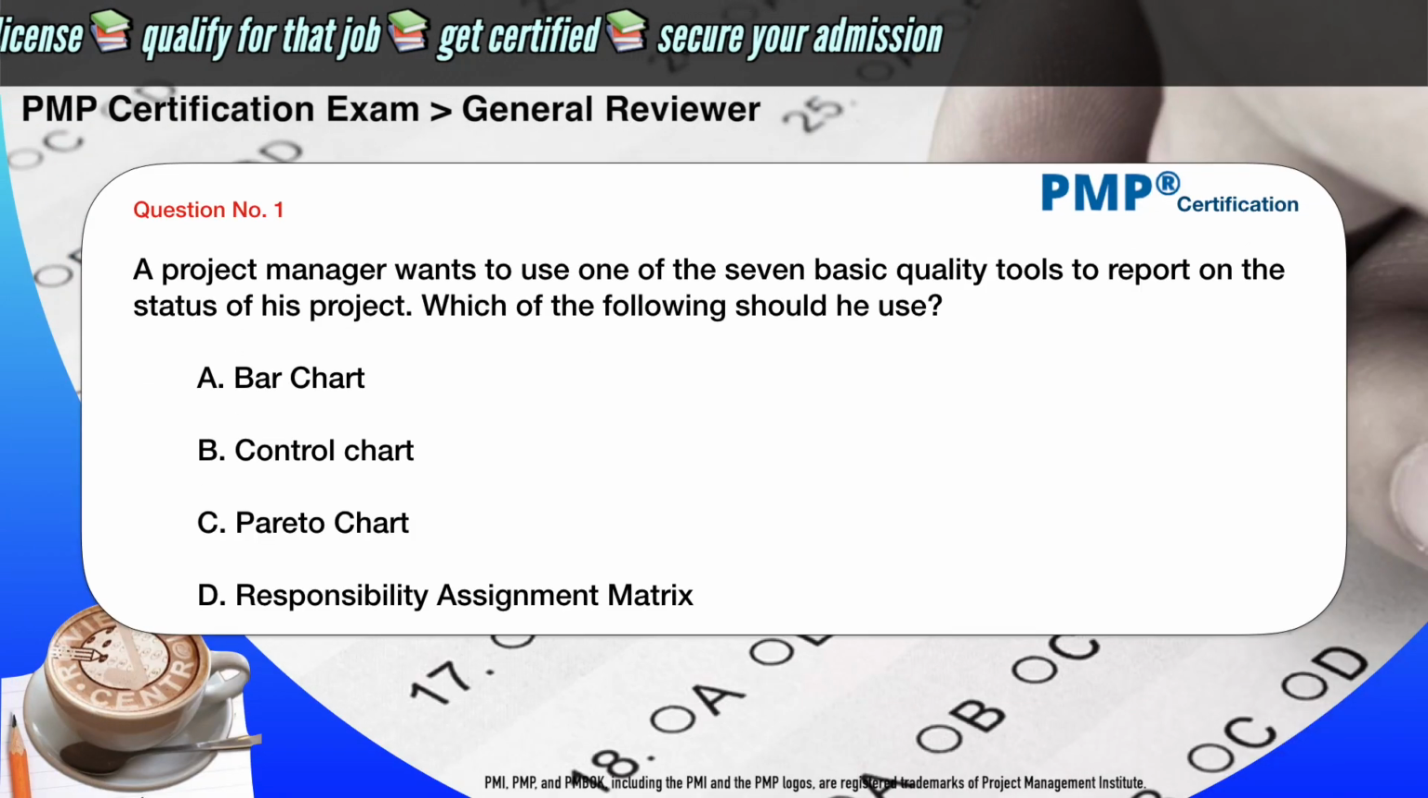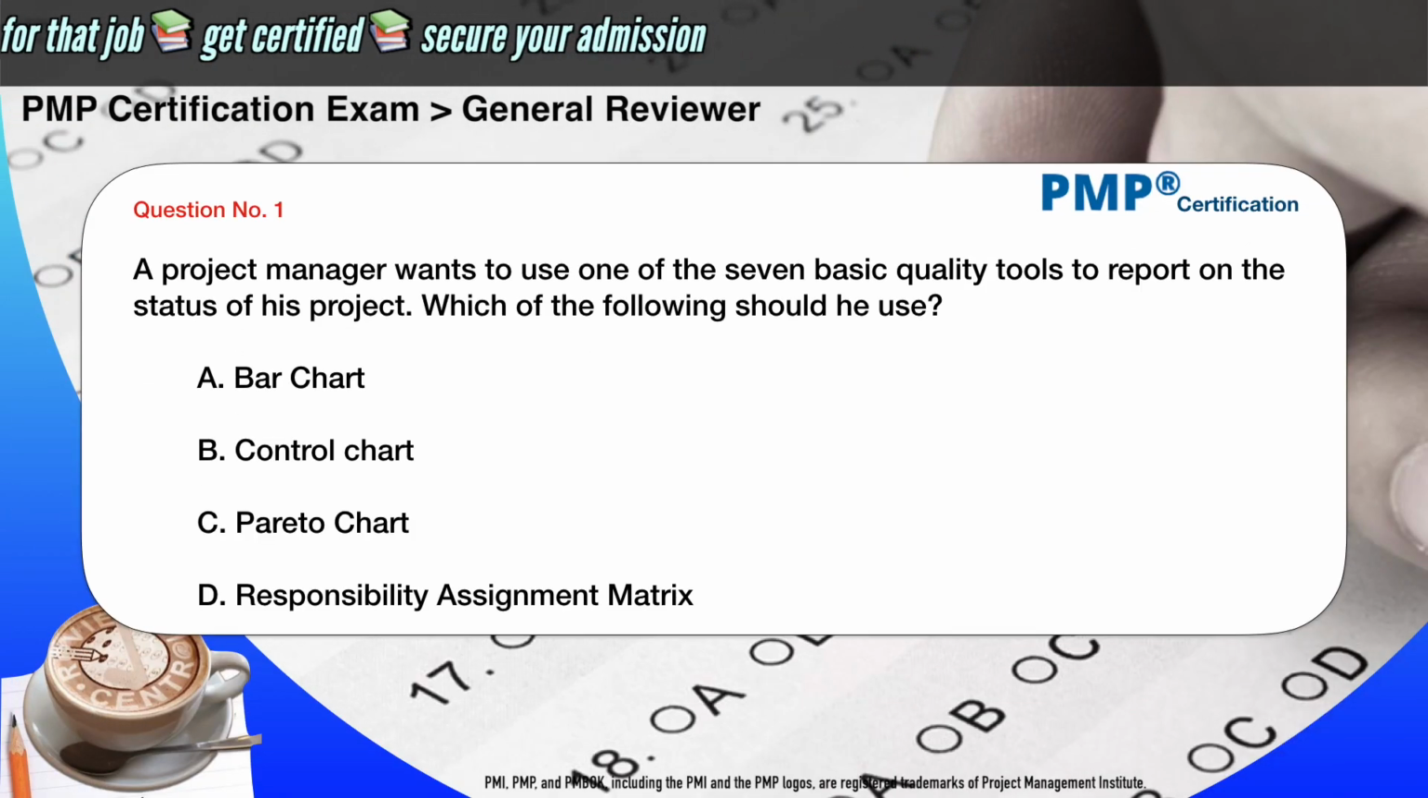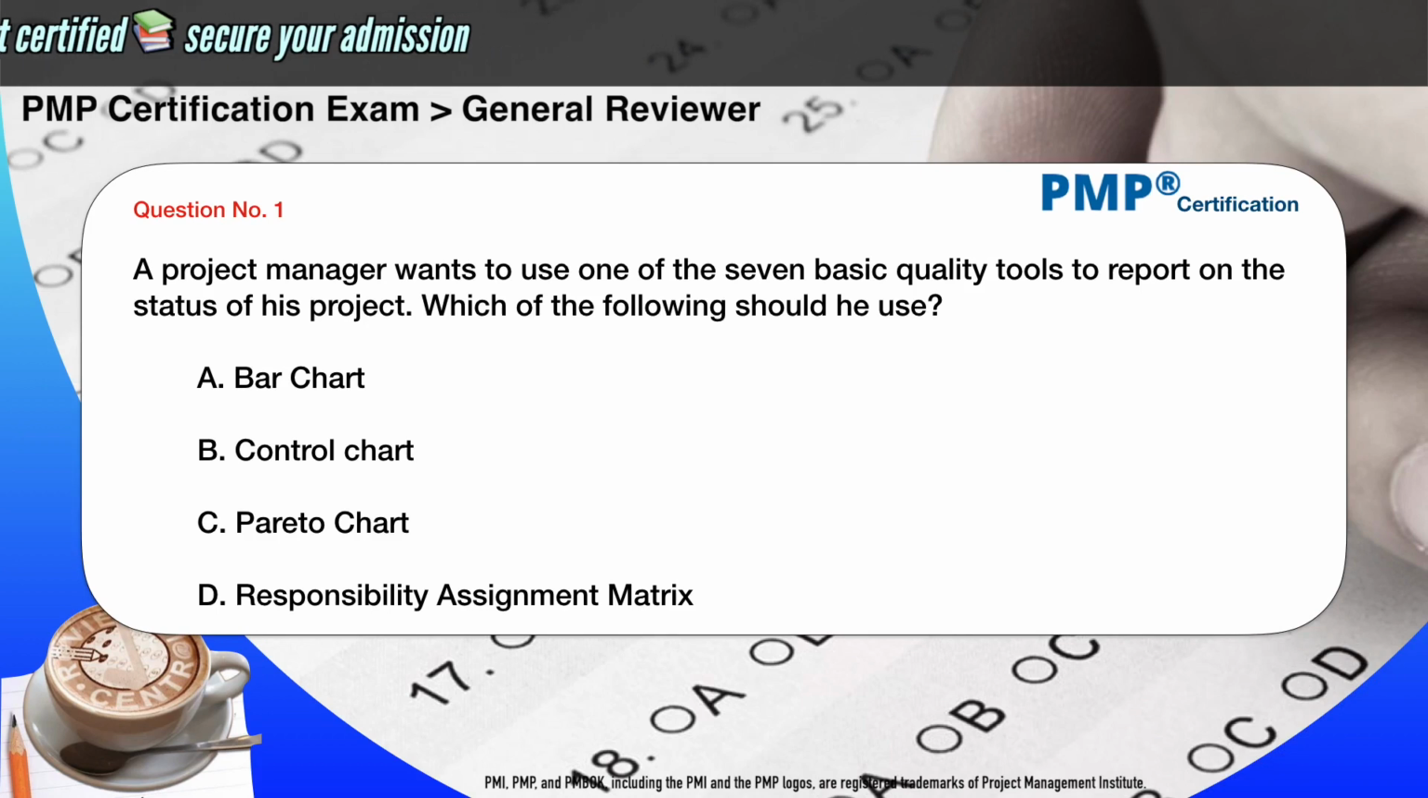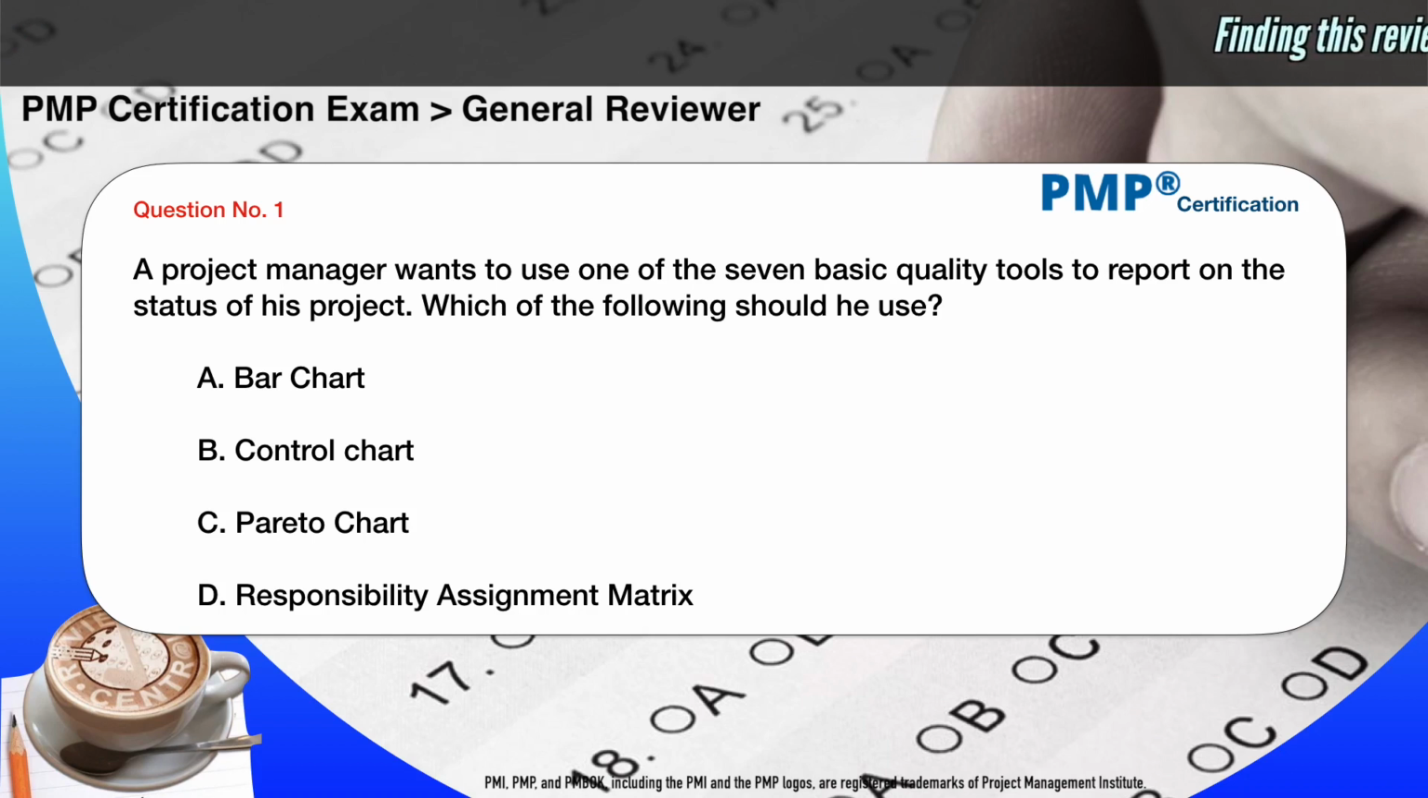A project manager wants to use one of the 7 basic quality tools to report on the status of his project. Which of the following should he use? A. Bar chart. B. Control chart. C. Pareto chart. D. Responsibility assignment matrix.